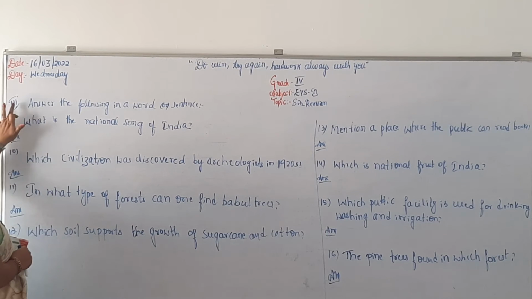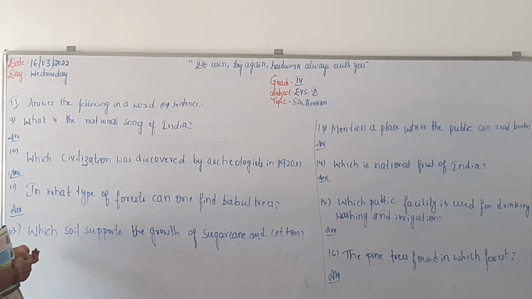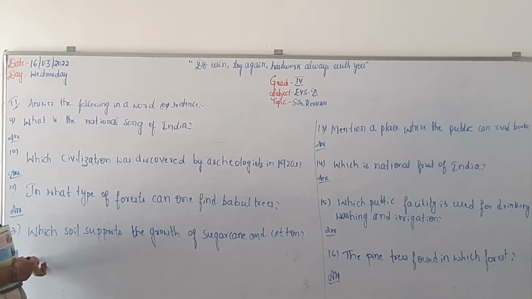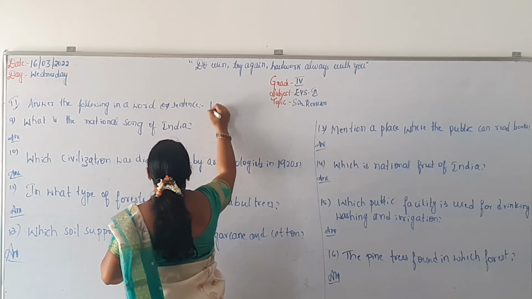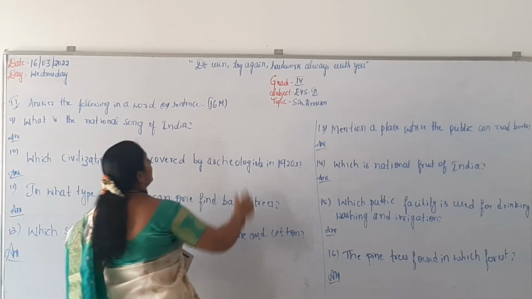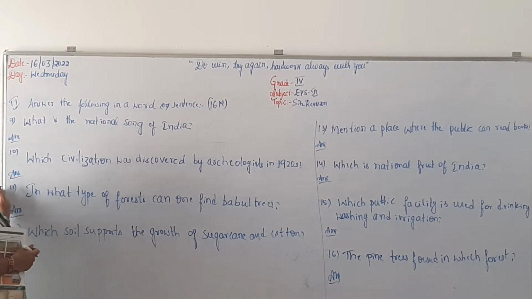Coming to your practice question, the second thing is: answer the following in a word or sentence. So how many questions will you be having? You will be having 8 questions. Each question is 2 marks. 8 twos are? 8 twos are 16. 16 marks. Okay.